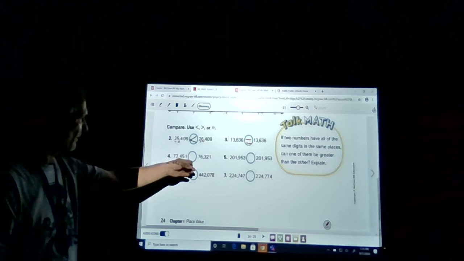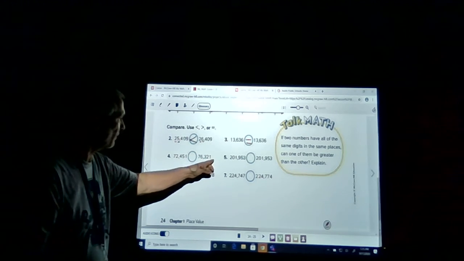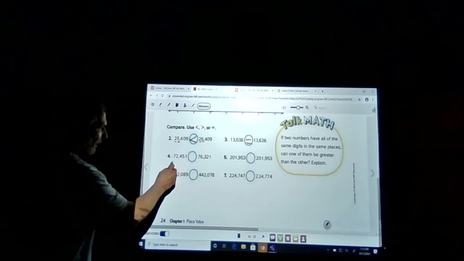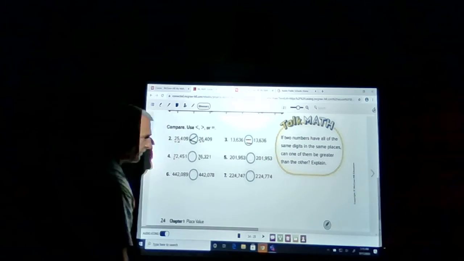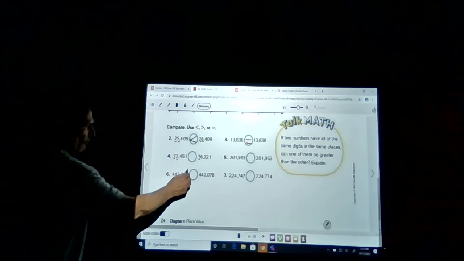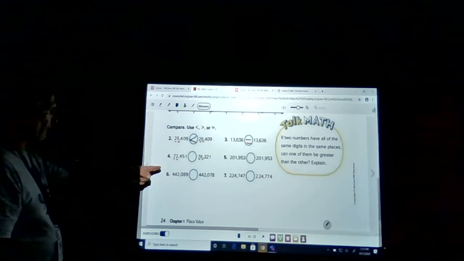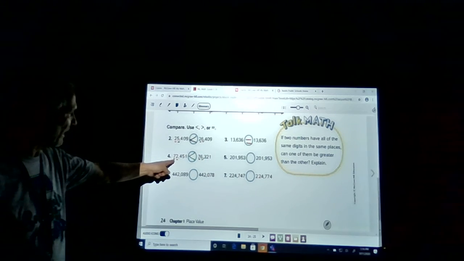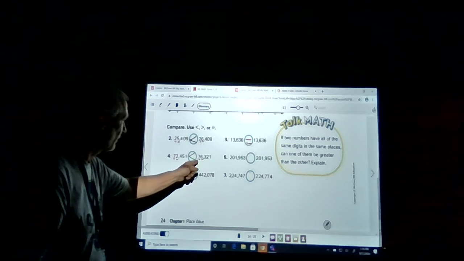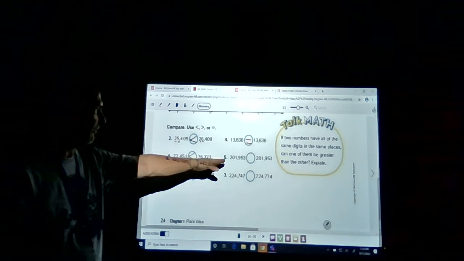72,451. On this side is 76,321. Let's look at the first or the greatest digit, the 10,000s. They are the same. Now let's look at the thousands. There's a 2 and there's a 6. I know that the 2 is less. It's pointing to the left. My arrow points to the left. And we say 72,451 is less than 76,321.